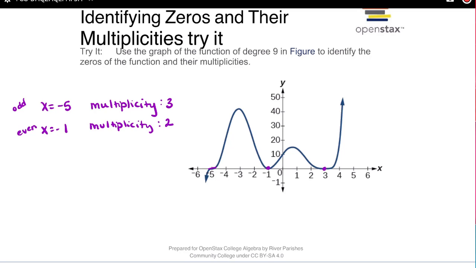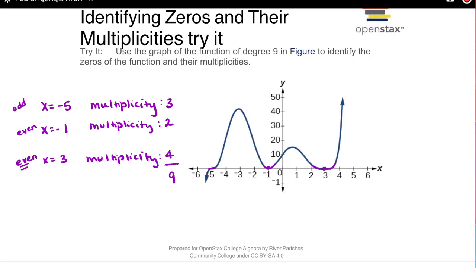All right, now look at this one. This one bounces off at 3. So if it bounces off, it's an even multiplicity. But do you see how it's flatter here, almost horizontal, than this one was? This one bounced back off, but this one flattens out before it bounces. So the flatter it gets, the bigger the multiplicity. So I'm going to go with a multiplicity bigger than 2, and I'm going to skip to 4. The reason I chose 4 is because it had to be even, so if it was bigger than 2, the next bigger would be 4. So if we add these together, 3 plus 2 plus 4, we get a degree of 9.